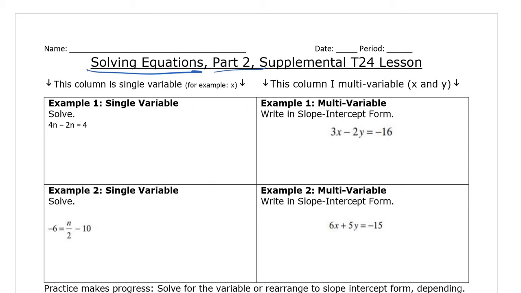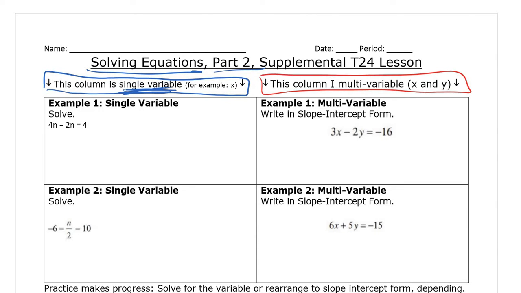We're revisiting it. As you can see by this notation at the top, this entire left column, so all the problems on the left side of the sheet are single variable solving equations. So for example, on 1, we're solving for n. All the variables are n. Same with example 2. On the right column, all of the equations are multivariable, x and y. It's important for you to be able to solve both kinds for the STAR test. Alright, let's start on example 1.